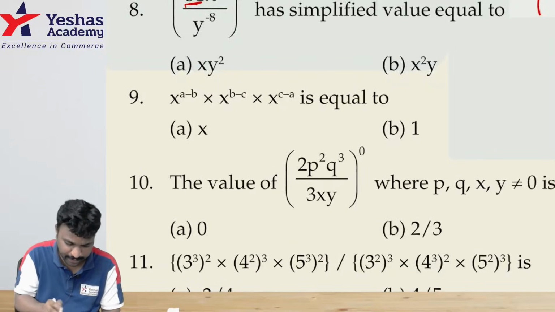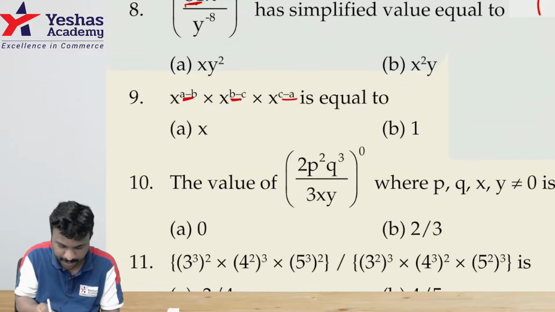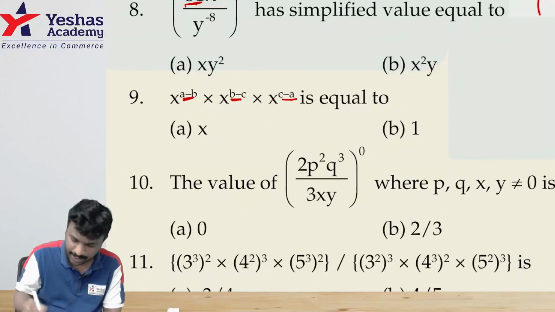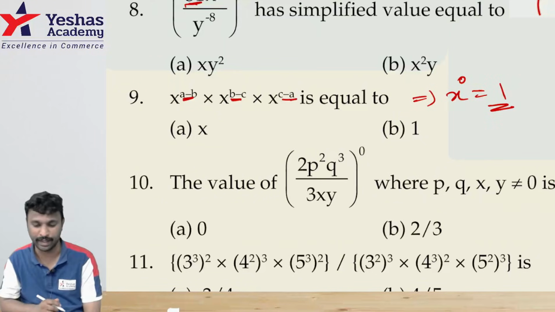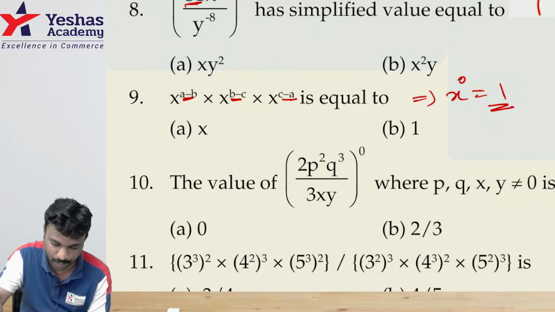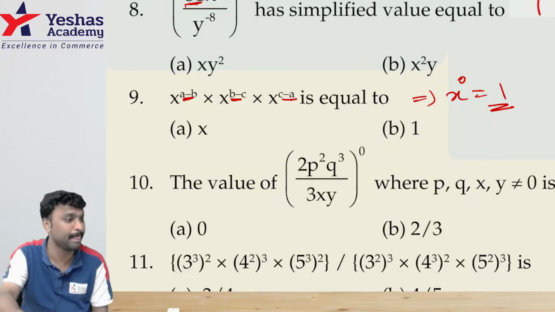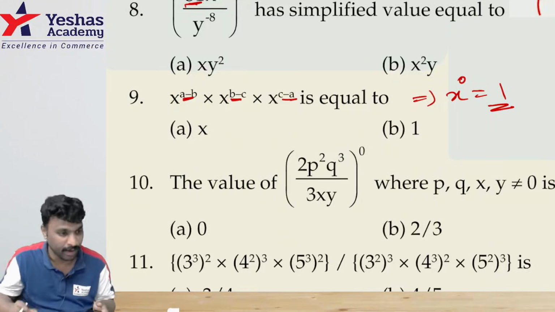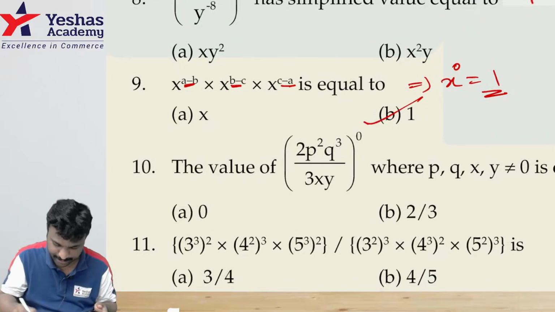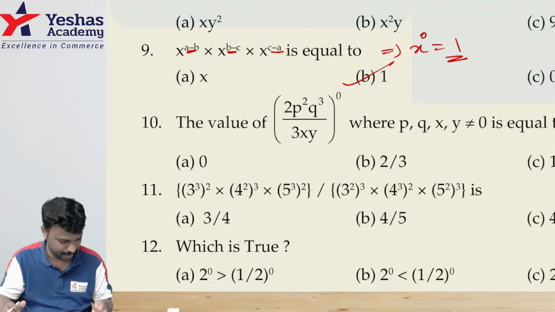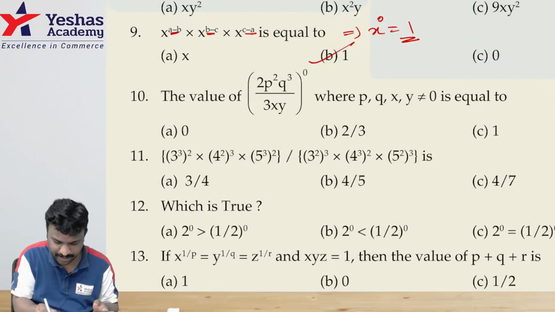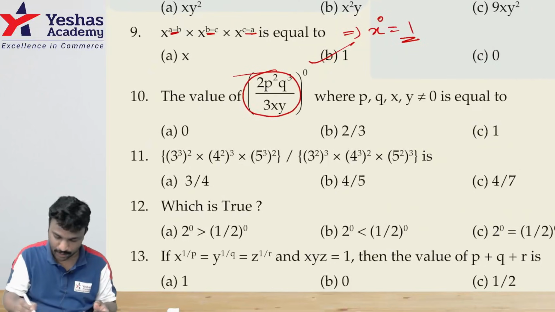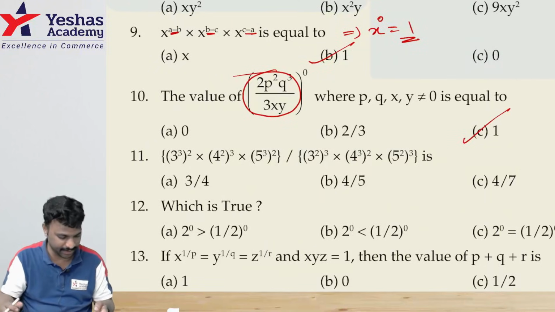Guys, I told you, if the powers are in cyclic order, the value of this is going to be x power 0, and which is nothing but what? 1. So answer for this question is 1. You understood? Everybody? Is it clear? Right. So it is option B. Look at the next question, guys. Anything power 0 is what? 1. So option C is the right answer.